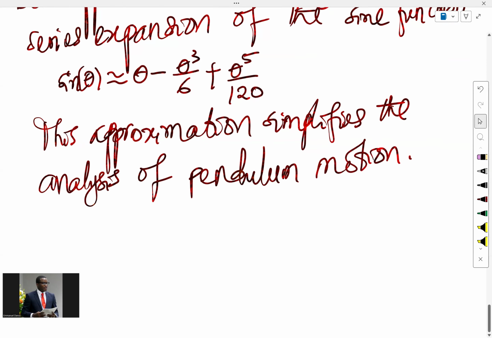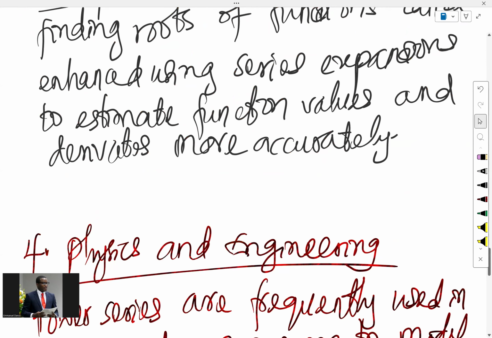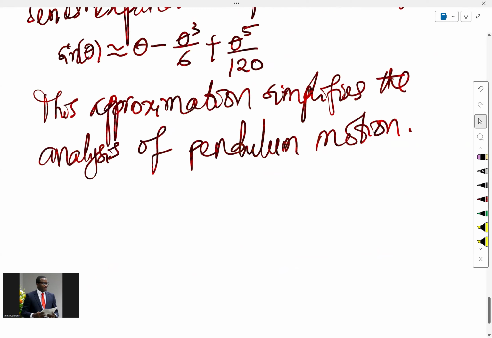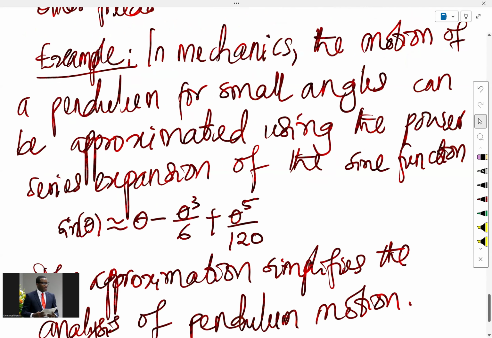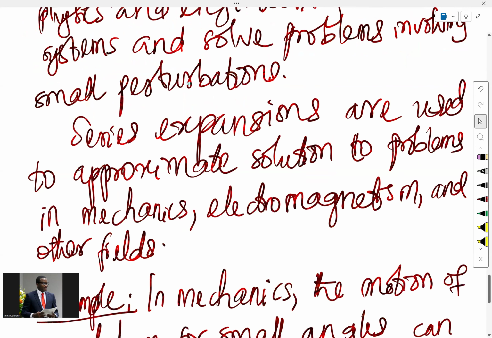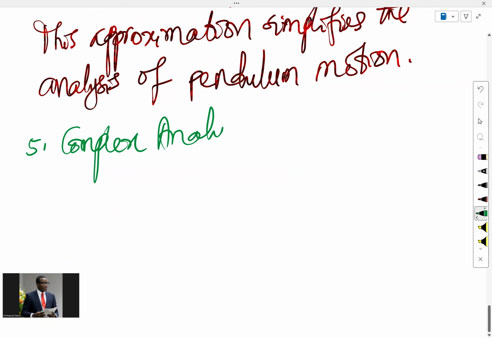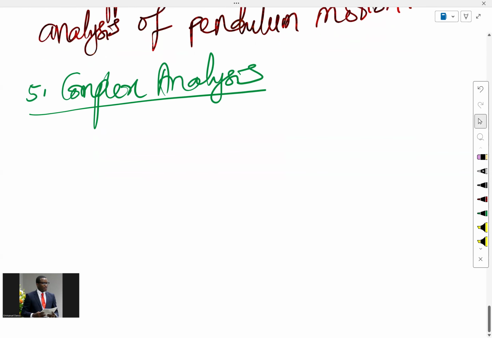Okay, so we come to the fifth example, which is a field I've collaborated with a colleague in this area a lot, talking about analytic functions and things like that. So the fifth one is complex analysis. So power series are useful in complex analysis too.